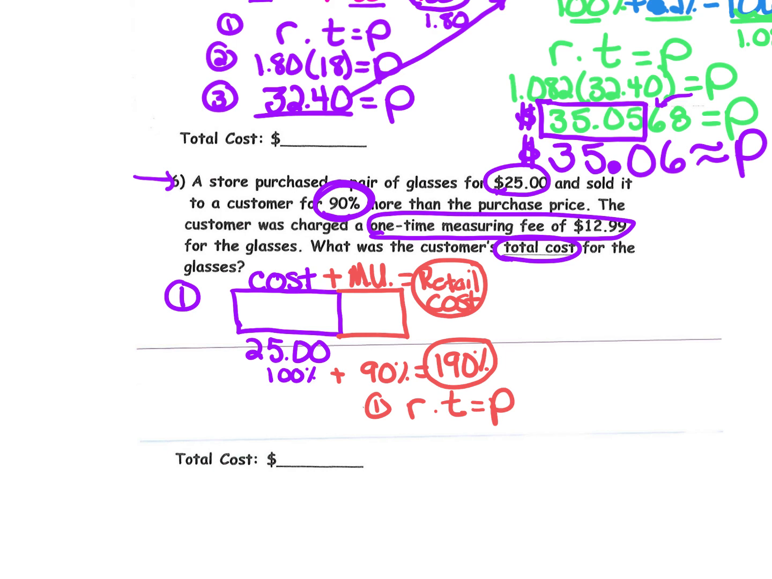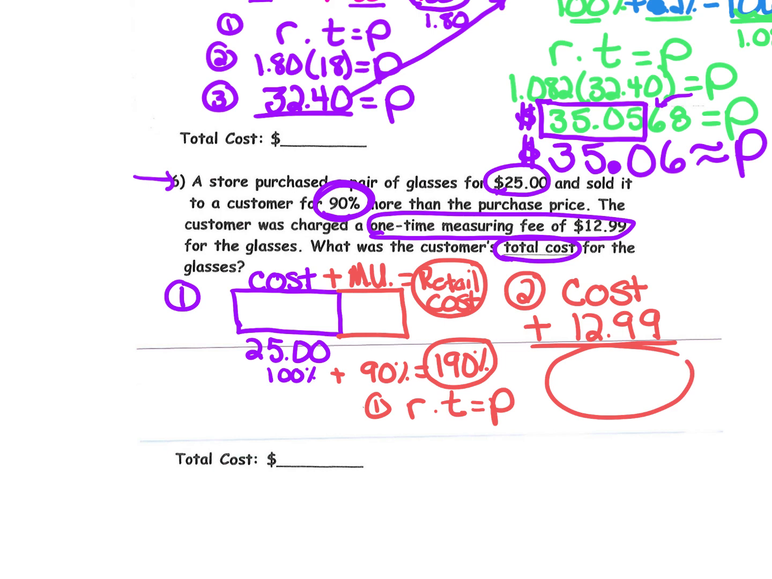But once you get that cost, in step 2, you do not need to make a second tape diagram. What you need to do is take the cost of the glasses and add a simple flat fee of $12.99 to the cost. And that's it. A one-time measuring fee of $12.99. When you add the retail cost and $12.99, you will arrive at the final answer. This concludes packet number 2.